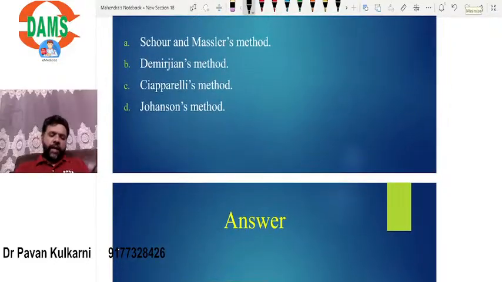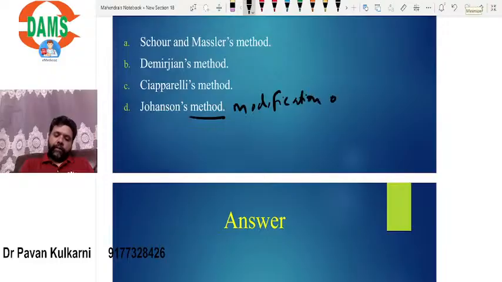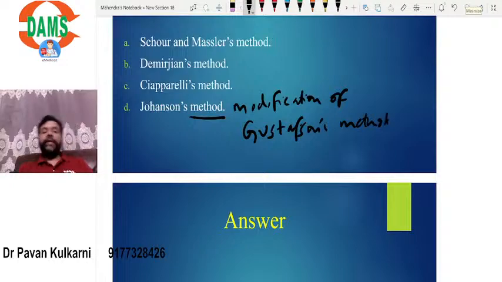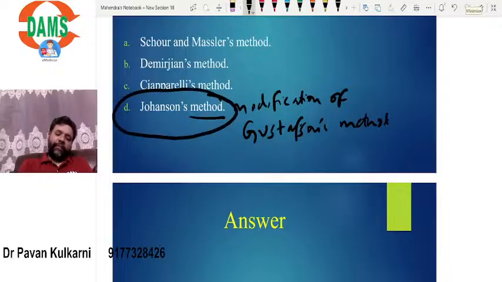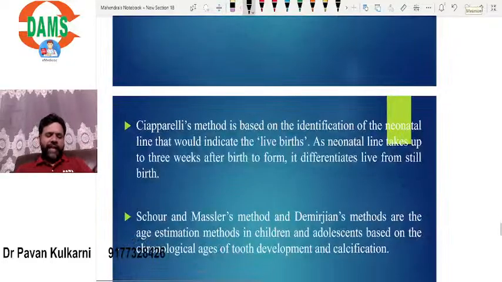Johansson's method is actually a modification of Gustafson's method. We know that there is Gustafson's method of age estimation. Johansson is just a modification of that. And this is a method that you can use in case of burnt bodies, decomposed bodies. The teeth can be used as a source. So I will directly go to the discussion of that.